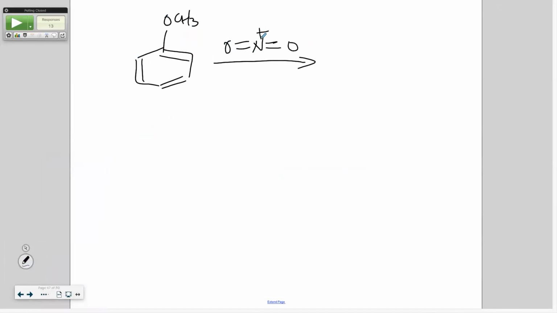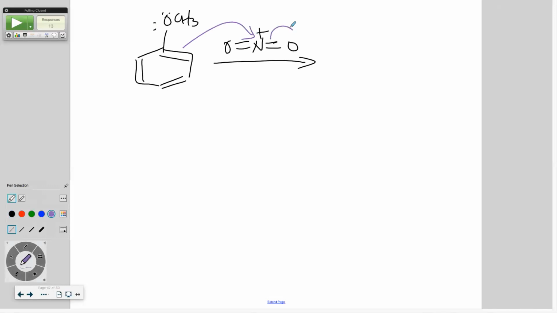What is that electrophile called? Let's see if you remember that. What is that called? Nitronium ion. Nitronium ion. All right. So looky here. We're going to the N. We're going out to the O. And you know it doesn't matter which O you picked, right?